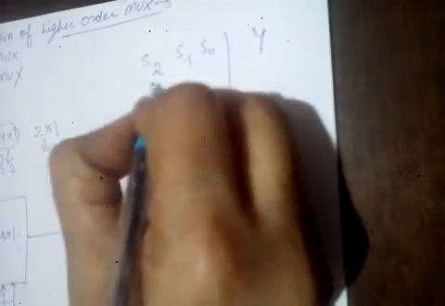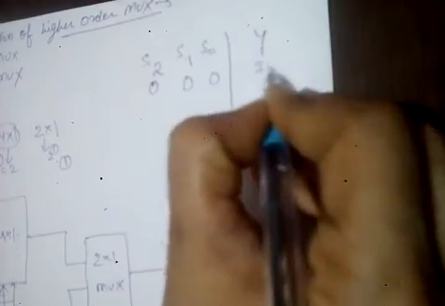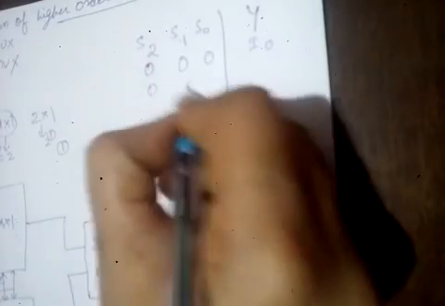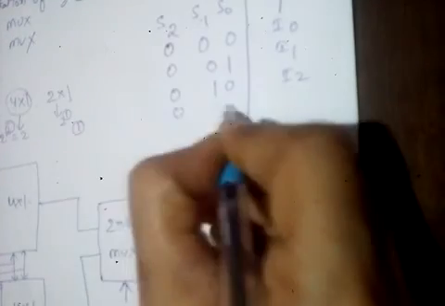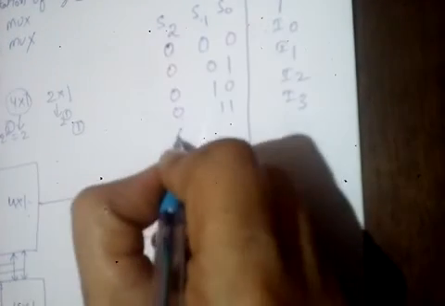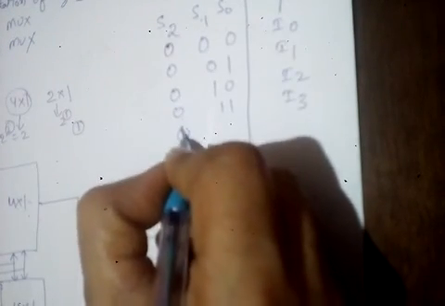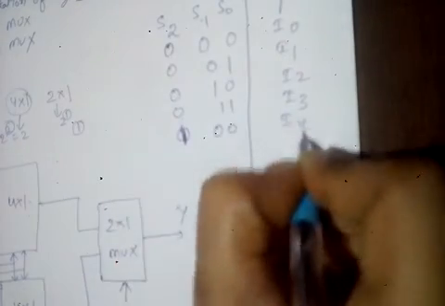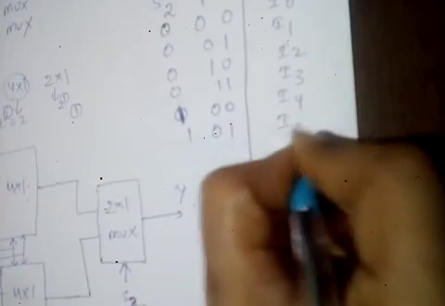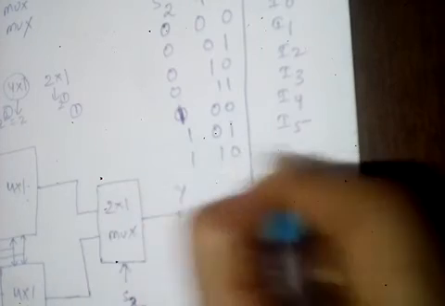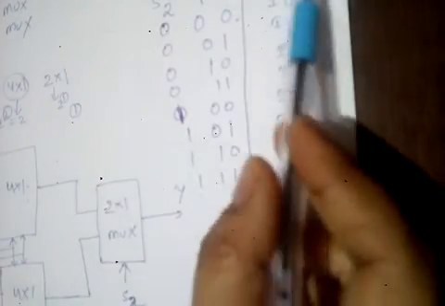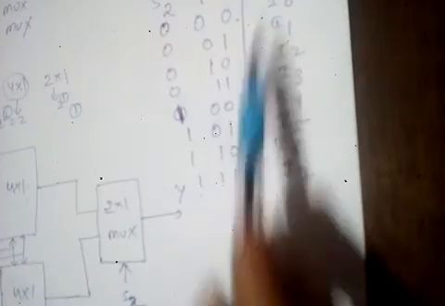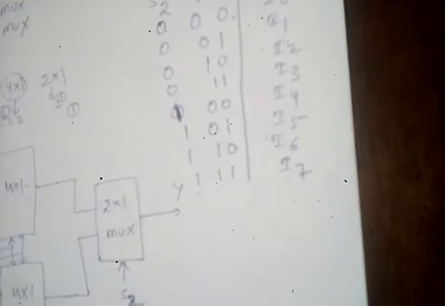So according to this combination, 0 0 0 will give I0, then 0 0 1 I1, 0 1 0 I2, 0 1 1 I3, 1 0 0 I4, 1 0 1 I5, 1 1 0 I6, and 1 1 1, that is I7. So this is the combination of selection lines, and we will get our output based on the combination of these selection lines.